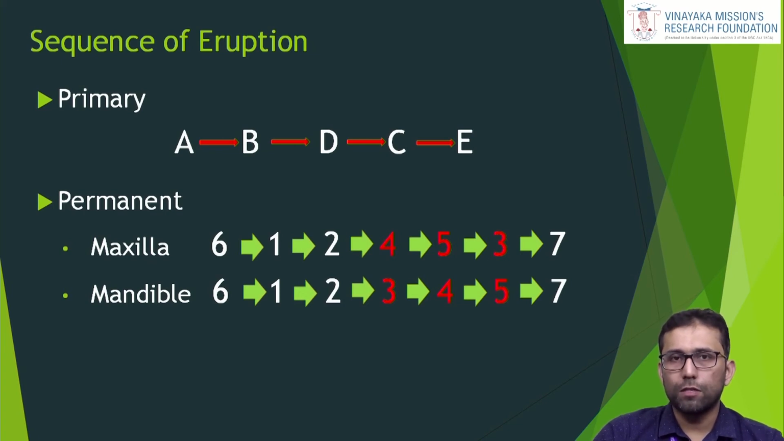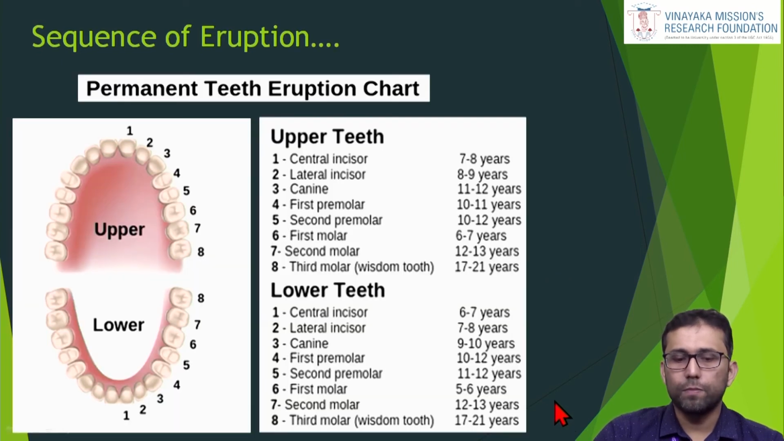So in the mandible it is in a more proper way, whereas in the maxilla there is a shuffling of the sequence of eruption. So when you understand this, then in the next slide, when you see the permanent teeth eruption chart, you will understand it better.